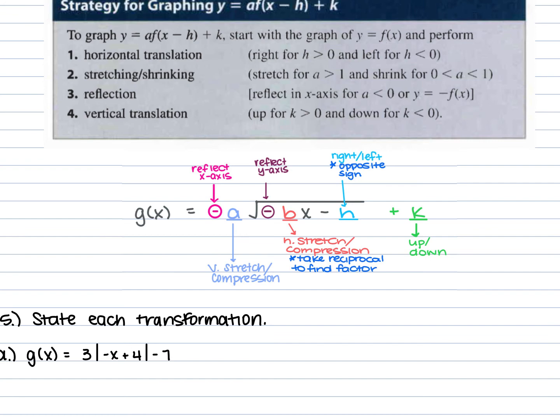Then remember, if you have something that's plus a number or minus a number after that x under the radical, inside the absolute value bars or inside the parentheses, you take the opposite of that number and you're going right or left. If the opposite of that number is to the right of 0 on the number line, you're going to the right that many units. If the opposite of that number is to the left of 0 on the number line, you're going to the left that many units. And then that plus a number or minus a number after your parentheses, after the radical, after the absolute value bars, just gives you that you're going up or down that many units.